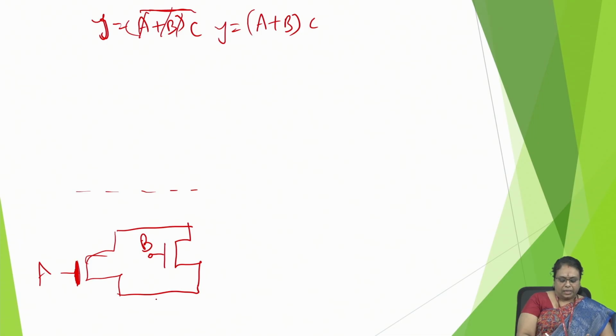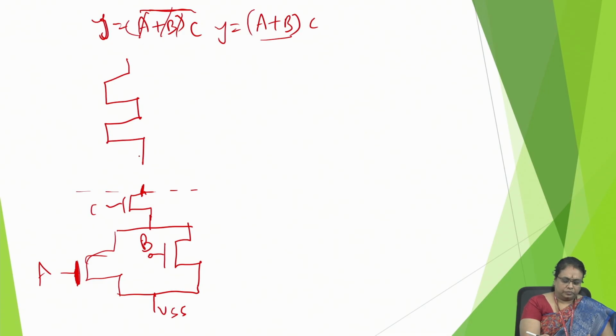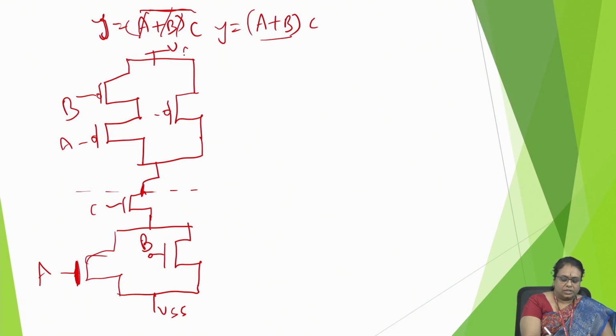We will take A and B in parallel, right? Because A plus B, and this will be our VSS. And here you will draw the series combination with C. This is our pull down side, and the pull up side is exactly the reverse or complementary of it. What will we do? We will take A and B as a series combination, and in parallel with C. This is your VDD and this is your logic for this one.